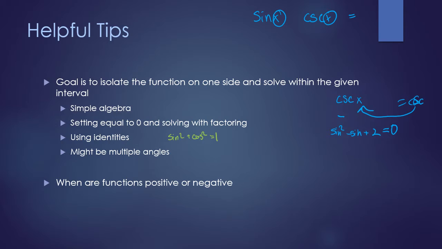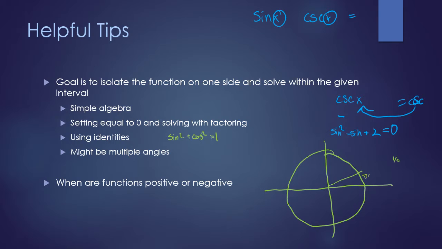If we look back at our unit circle, whatever we get, let's say where sine is 1/2, right? That corresponds to the angle pi over 6, but also 5 pi over 6. And so remember that there could be multiple answers for those angles.